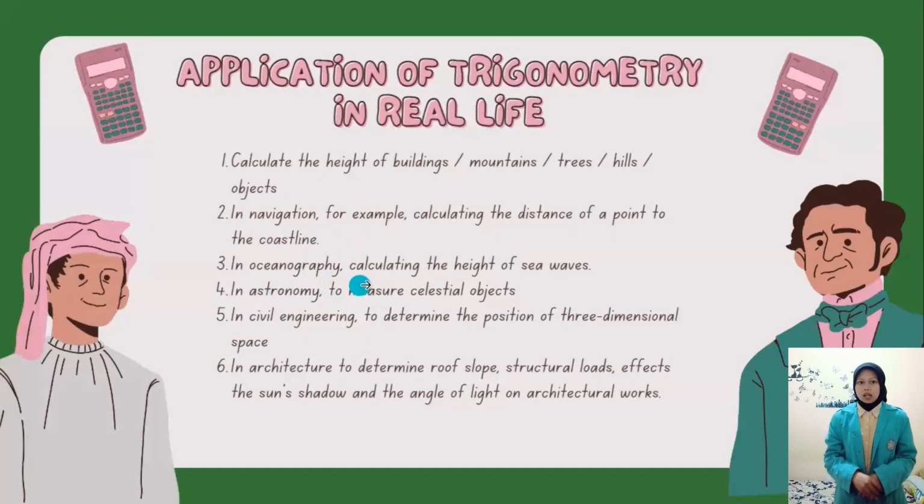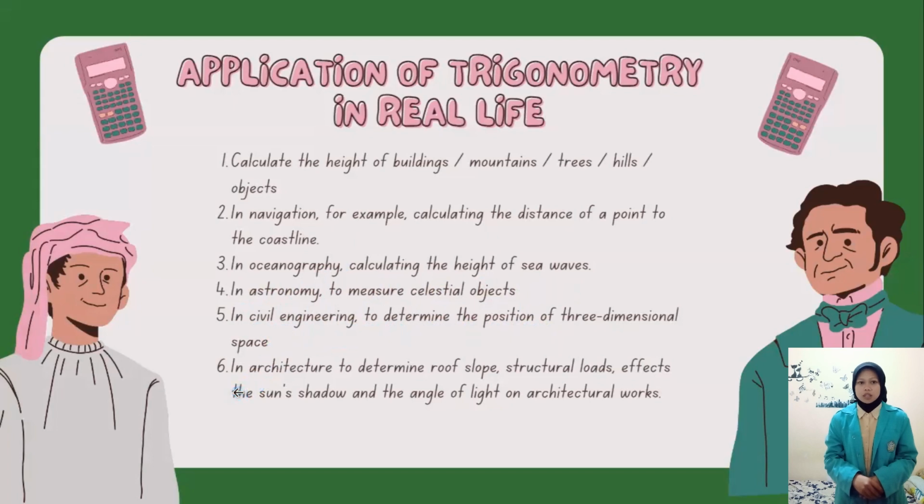Number 3, in oceanography, trigonometry to calculate the height of sea waves. Number 4, in astronomy, trigonometry to measure celestial objects. Number 5, in civil engineering, trigonometry to determine positions in three-dimensional space.